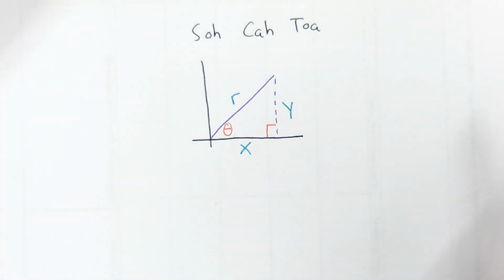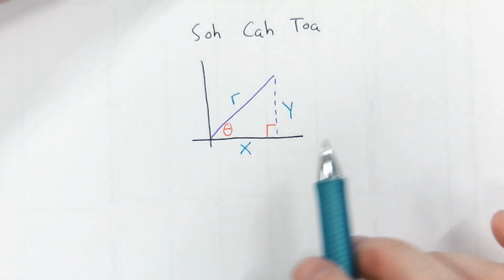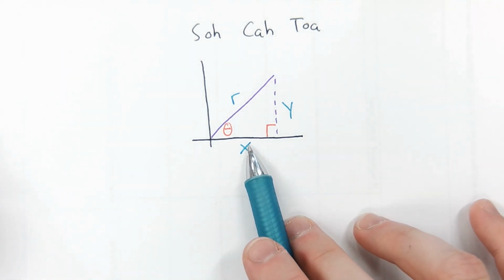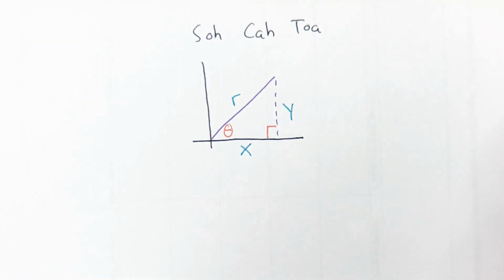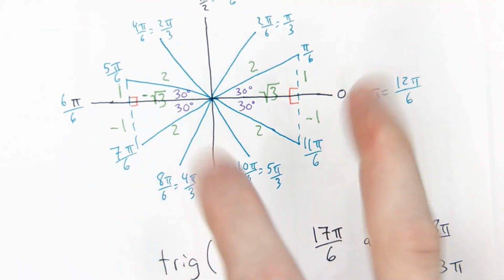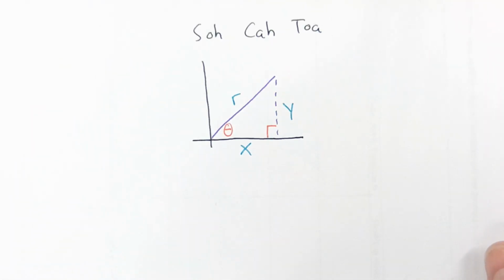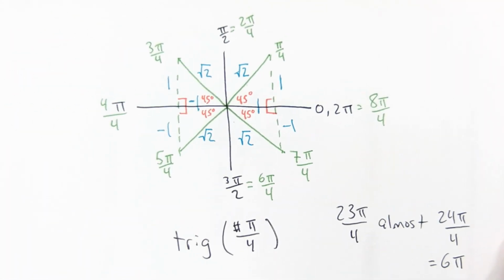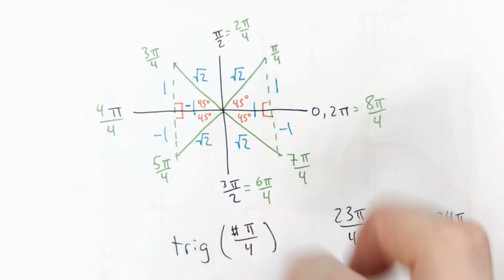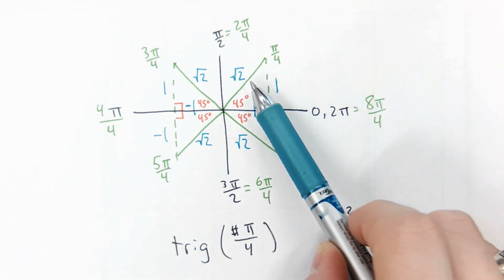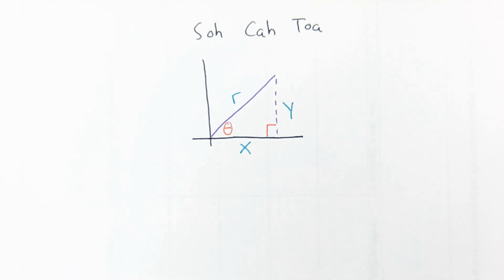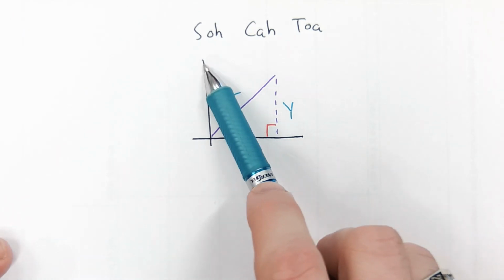So let's get really clear about this. The x value in these triangles, and by these triangles I mean the reference triangles that we draw, is always the adjacent side. Whereas the y value is always the opposite side. The radius is always the hypotenuse. That's true for everything. Unless, of course, like I said, you're on one of the 4 quadrantals.